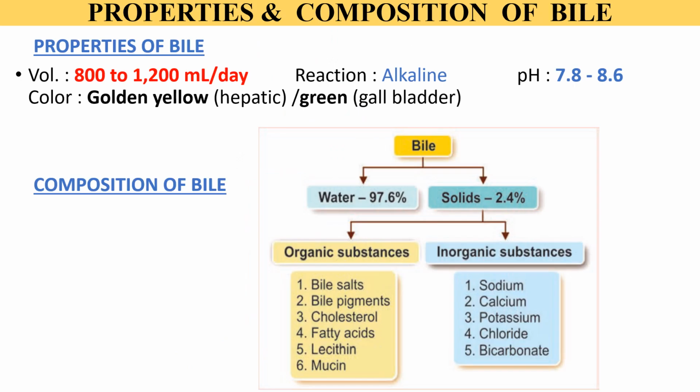The bile so formed is an alkaline juice comprising 97.6% water and 2.4% solids. The pH of hepatic bile ranges between 7.8 and 8.6 and it is of golden yellow color. The organic substances present in bile are bile salts, bile pigments, cholesterol, fatty acids, lecithin and mucin, whereas the inorganic substances present in the bile are sodium, potassium, calcium, chlorides and bicarbonates.